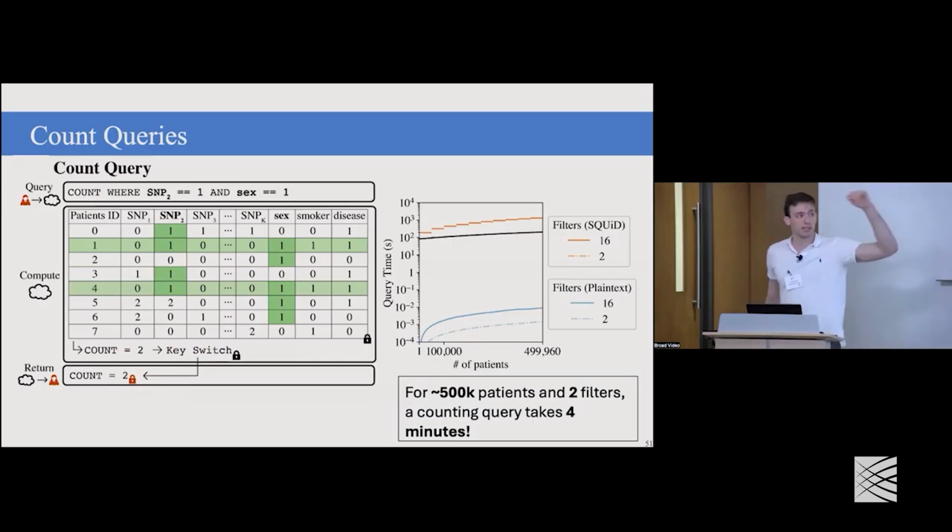If you look at the graph on the right, where I have the number of patients that we're performing a counting query on, and the query time on the y-axis, it's much, much slower than the plain text solution, but it's still in the order of minutes, so it's not totally impractical.